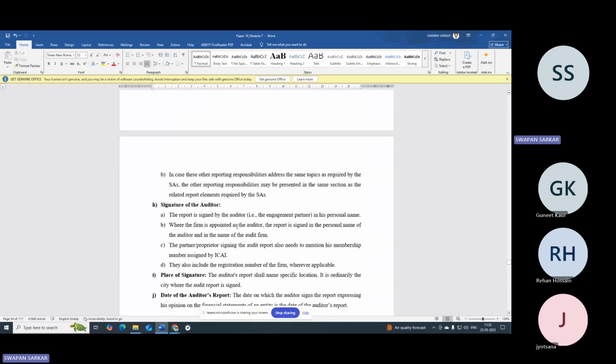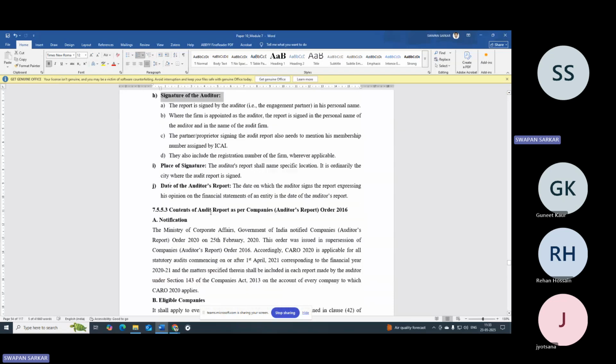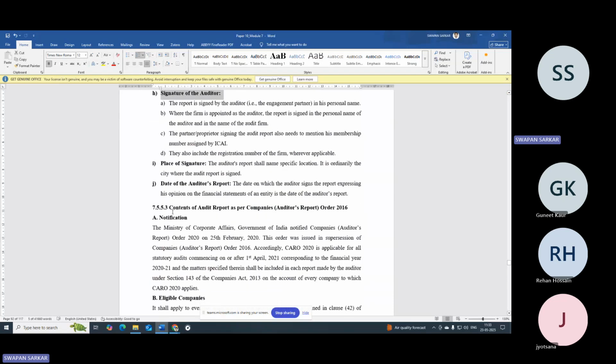Skipping a few important areas which are self-explanatory. Let us now move on to the second part of this company audit report contents. As per the CARO 2020 notification, what are the points to be noted?